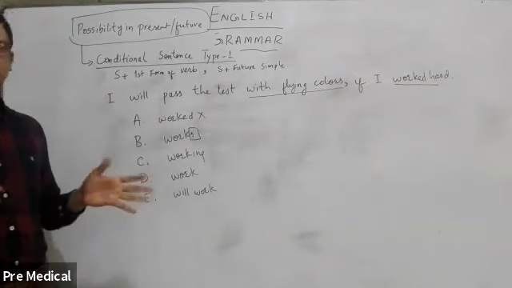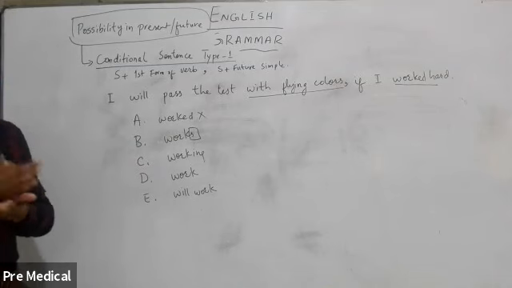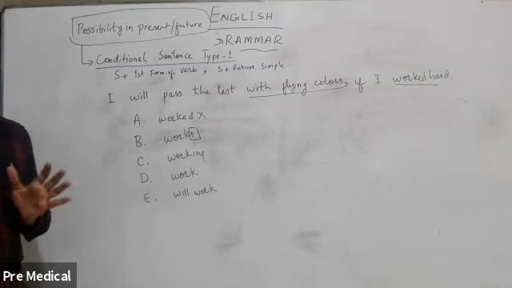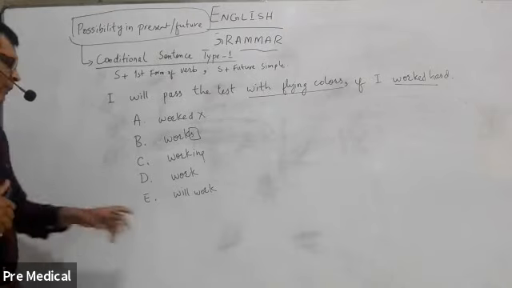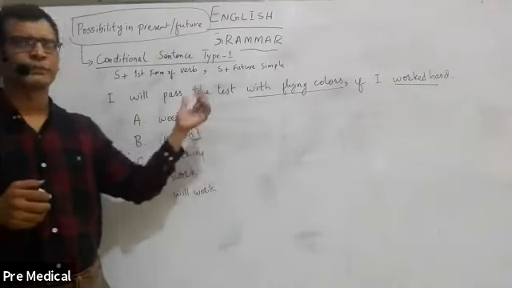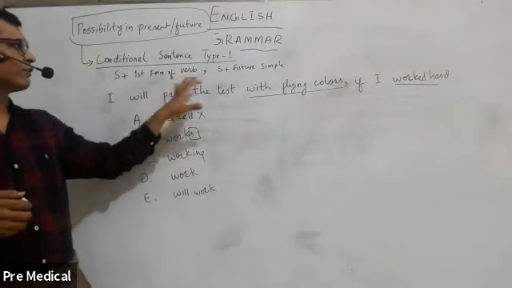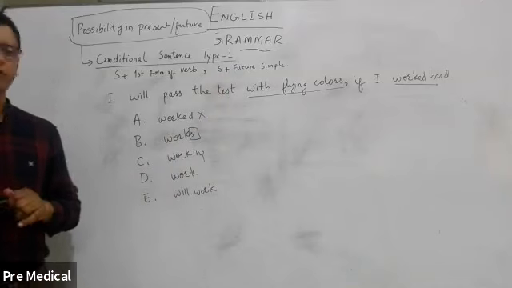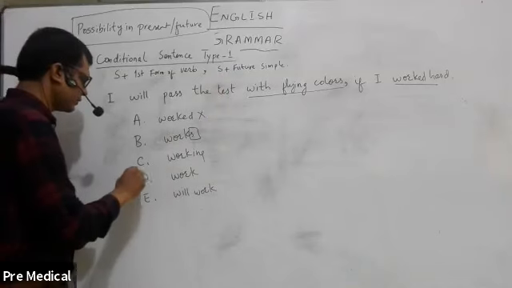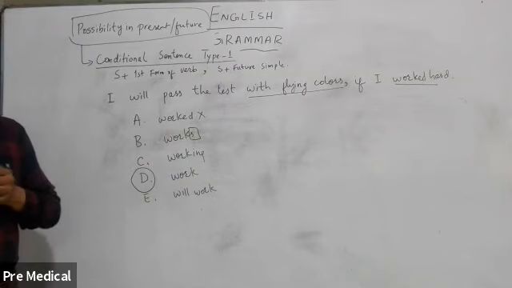The work, which is a simple form with I. In present simple tense, with I we use the first form of a verb, the simple form without any S or ES. Will work, again, both parts cannot have future simple. One part with the first form of a verb, the other part with future simple. So option D will work out in this situation.